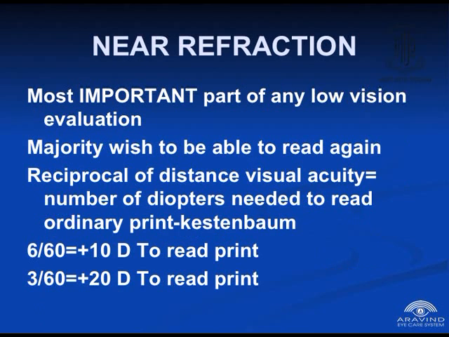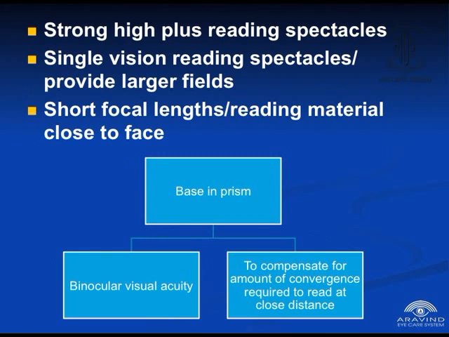Near refraction is probably the most important part of any low vision evaluation, and the majority of the patients wish to be able to read again. The Kestenbaum formula is very useful: the reciprocal of your best corrected distance visual acuity is the number of diopters the patient will require to read ordinary print. So a patient with 6/60 best corrected visual acuity will require 10 diopters to read print. Usually most of these low vision patients will require high plus reading spectacles.